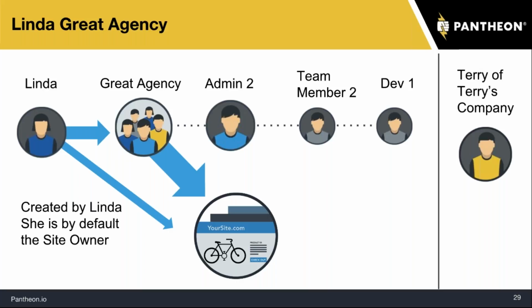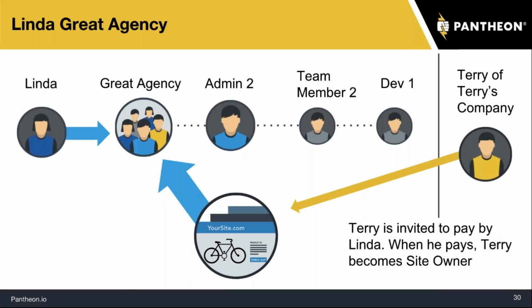Let's look at a really quick example before I kick things over to Steve. Here we have our person, Linda. She is a great developer and she builds a great agency. She signs up for Pantheon for Agencies and they win a bid to build Terry a website. So she creates a brand new site on Pantheon. She is the default owner because she created it. Her entire agency is connected automatically because she created it from within Pantheon for Agencies. So there's the site. The whole team is working on it. They're getting it ready to go.